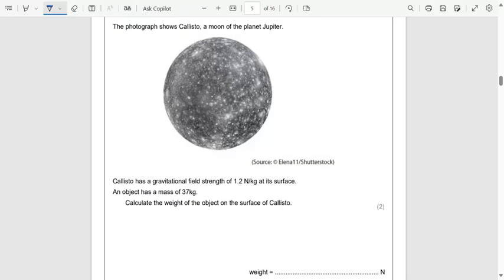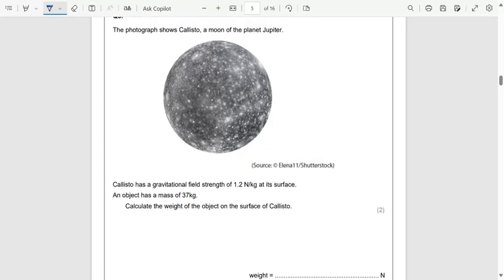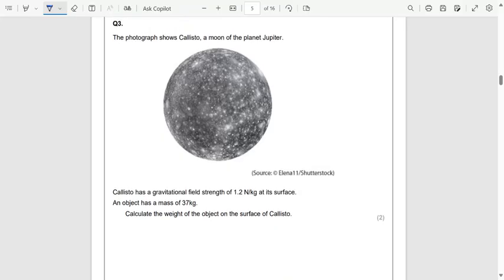Question 3 is about one of the moons on Jupiter. You don't have to know about the moons of Jupiter, but it just makes the calculations a bit more fun if you have some kind of context. Okay, so we are told that Callisto has a gravitational field strength of 1.2 newtons per kilogram. That's the size of gravity, so that means gravity. That's what we call gravity, but we prefer the term gravitational field strength.